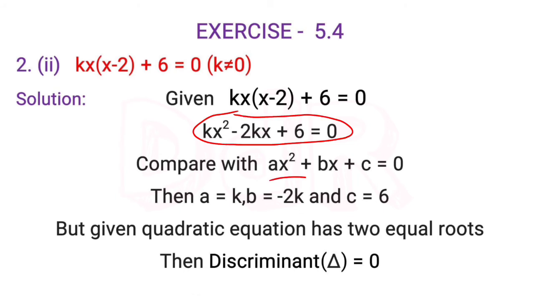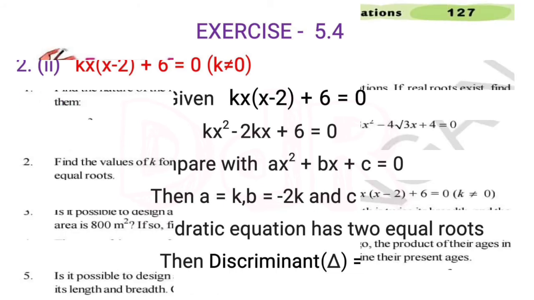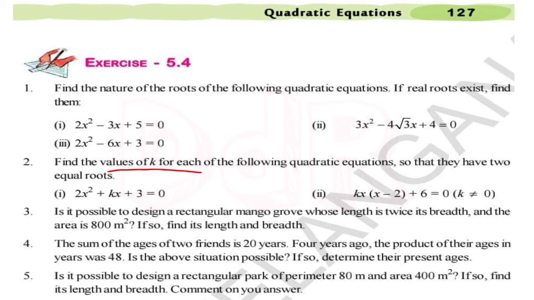So compare with ax square plus bx plus c equals 0. Observe carefully: a value is k, b value is minus 2k because the x coefficient is b. Next, c value is the constant number. So a value k, b value minus 2k, c value 6. But in the given question, find the value of k so that they have 2 equal roots.